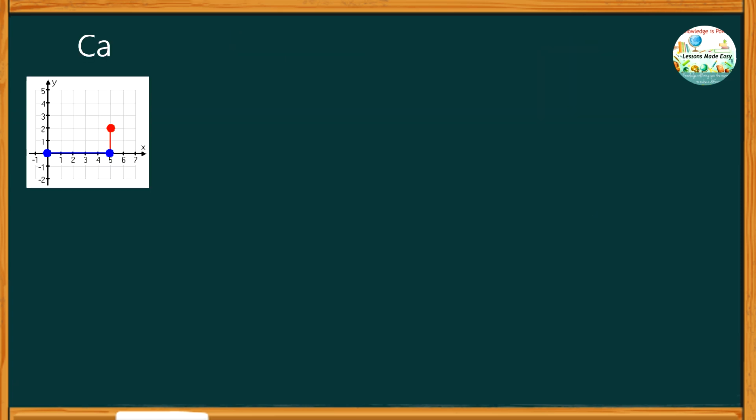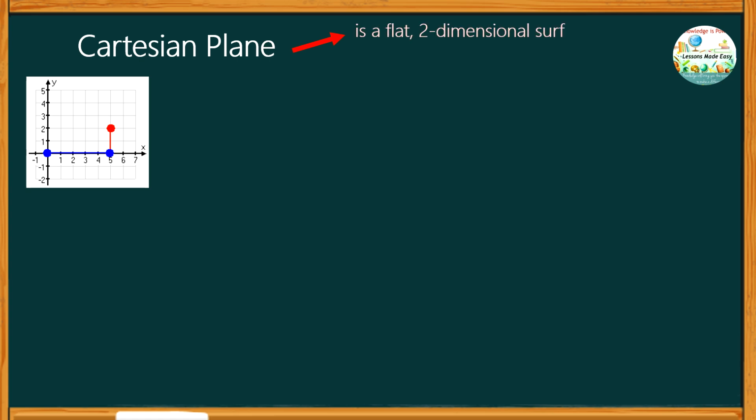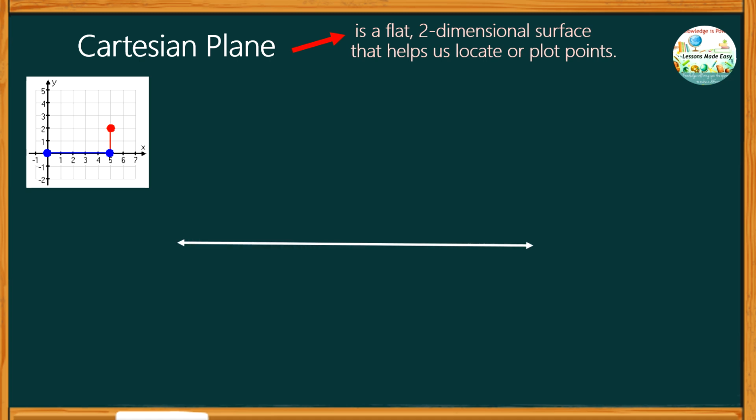What is a Cartesian plane? The Cartesian plane is a flat, two-dimensional surface that helps us locate or plot points. It is made up of two number lines: the horizontal line, which is the x-axis, and the vertical line, which is the y-axis. It is important to label the number lines so you won't get confused. These two axes are perpendicular to each other, which means they form 90-degree angles. They meet at a point called the origin, which has the coordinates 0 for x and 0 for y.